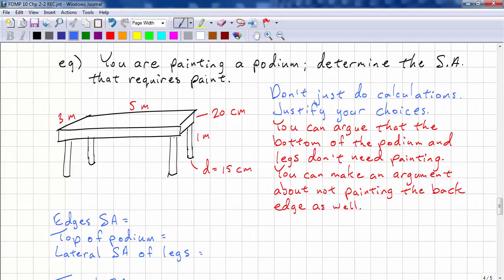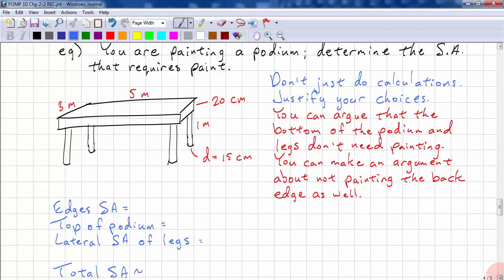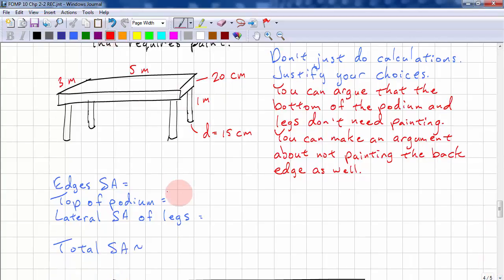Okay, here's where it gets a little bit trickier. We definitely need to paint the top of the podium. We need to paint the front. We need to paint the sides. And if it's expensive paint, we don't really need to paint the back because nobody's going to be sitting behind the podium. Okay, so now we can start with our calculations.